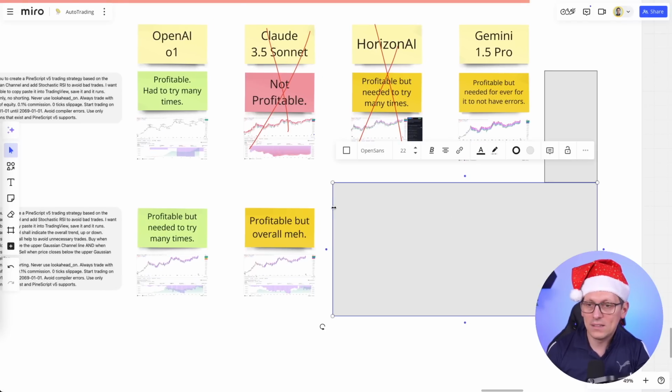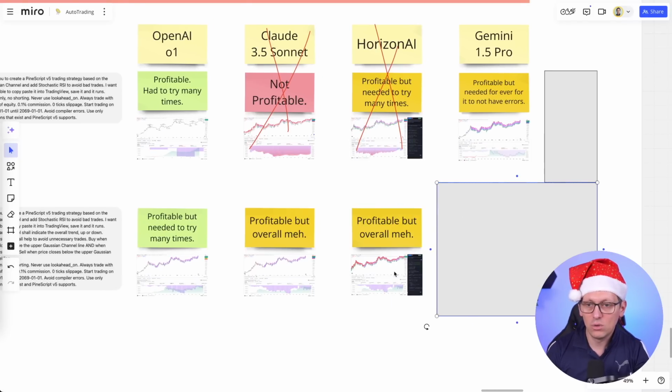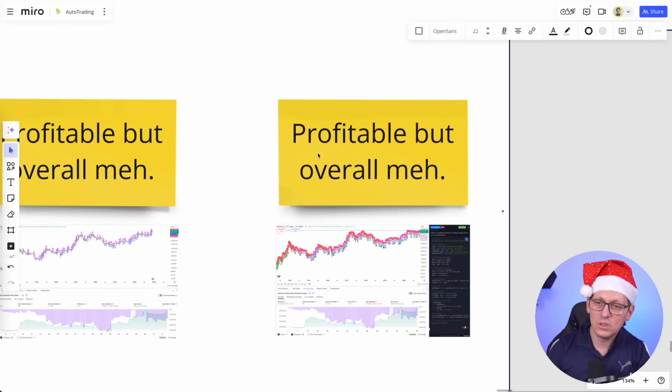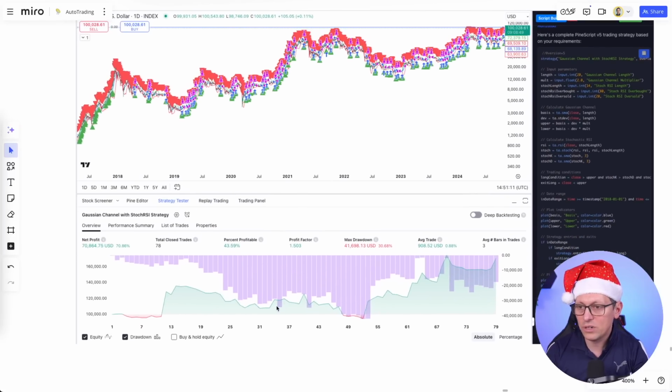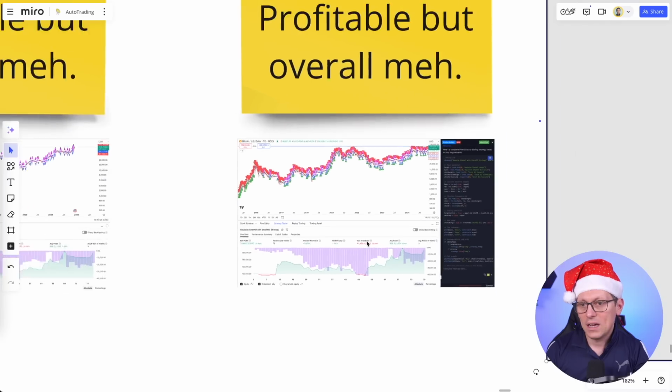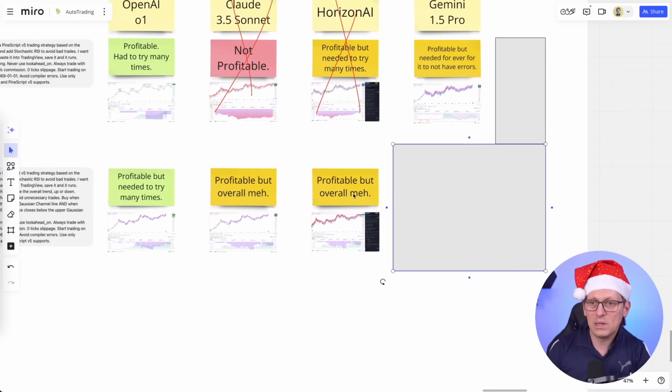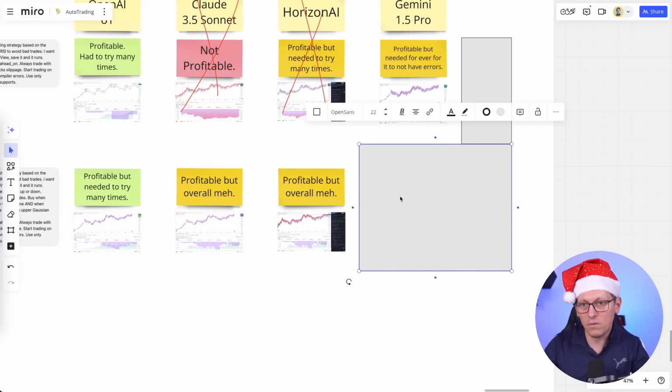Then let's go to Horizon, right? The one that is integrated into TradingView as a plugin. So yeah, profitable. Yes, it managed to create something very similar actually to Claude from the numbers point of view. But yeah, still not really awesome, but at least it didn't fail. I mean, so it is better to provide it more information, obviously, right?